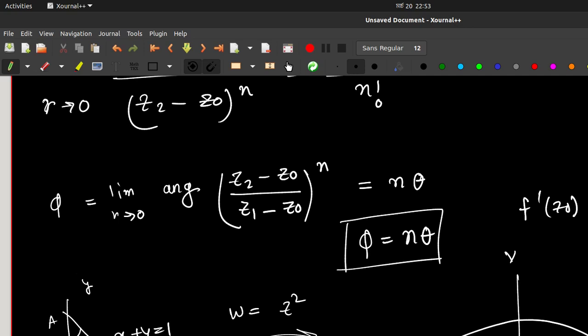However, this is our A prime, which corresponds to A. This is, let's say, C prime, which corresponds to C. But this angle pi by 2 would not be conserved. Rather, it would get multiplied by 2, and this will become pi. So this is how this critical point method works, and this will be it for today. Thank you.